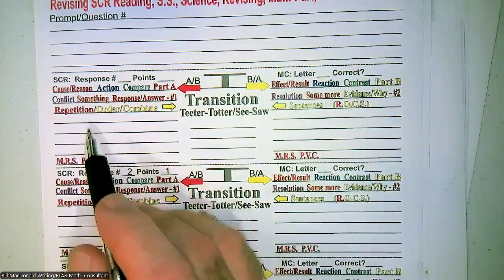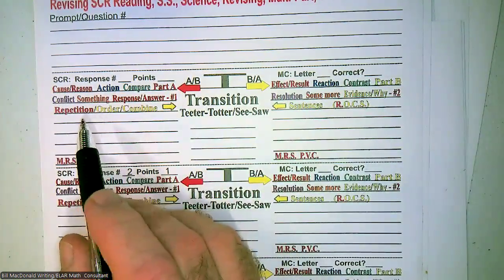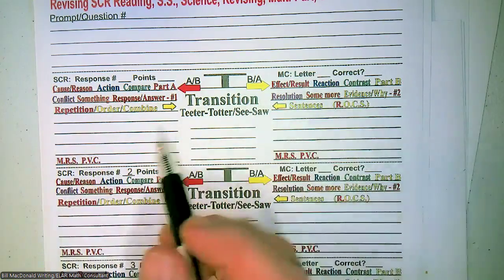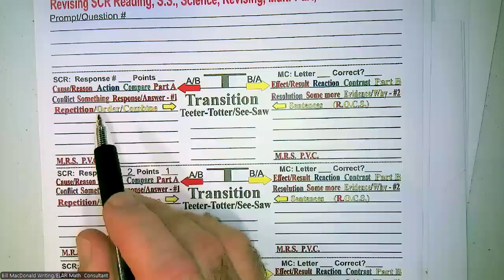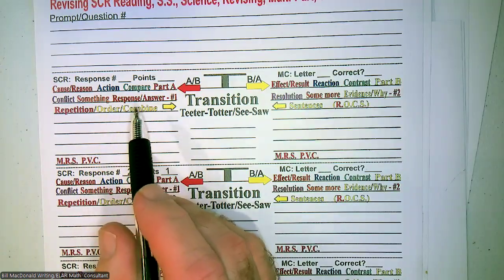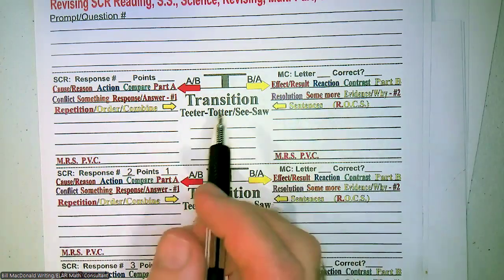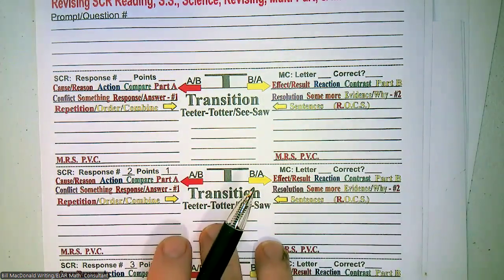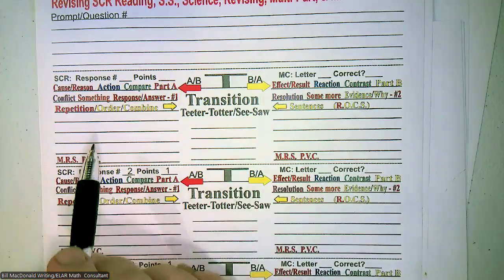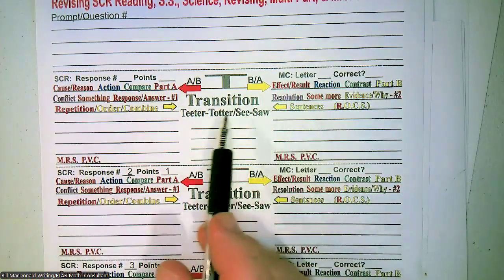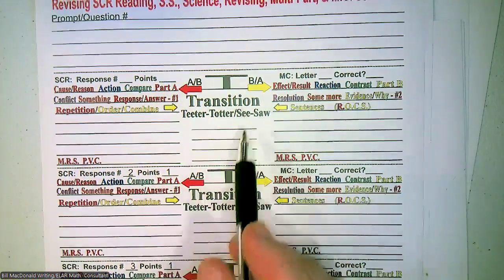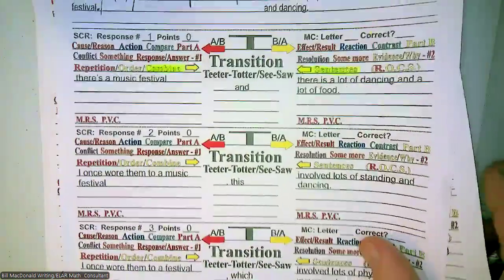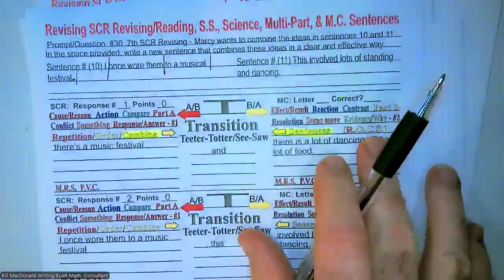And in the case of short constructed response, it'll be one of the rocks ideas: repetition, order, organization, or combining sentences using the Teeter and the Totter. We've got to have everything on the Teeter and everything on the Totter come together so that we can have a phrase that does make sense. Okay, so here we go. Let's take a look at sentence 11.